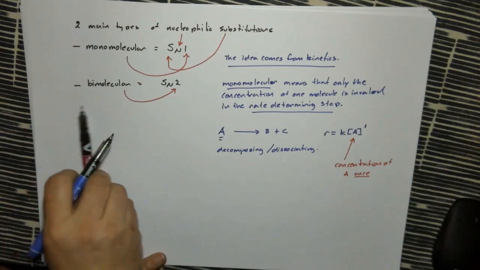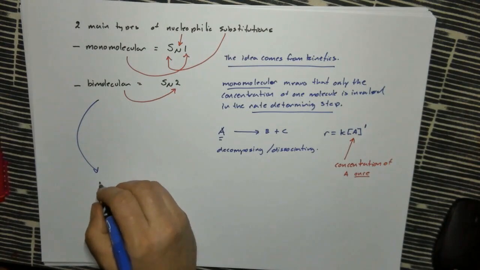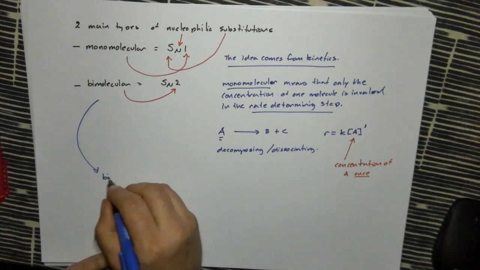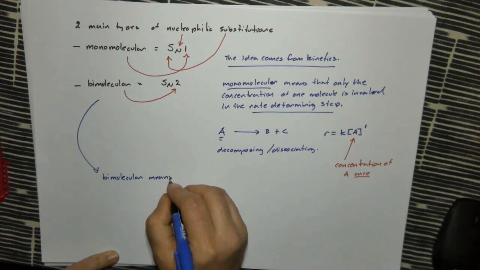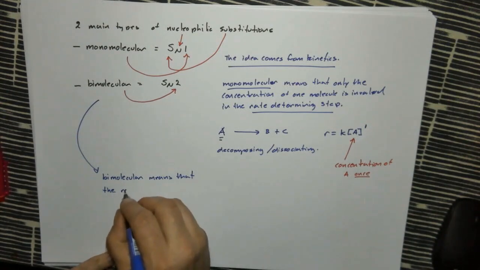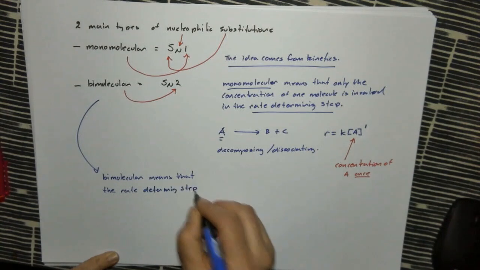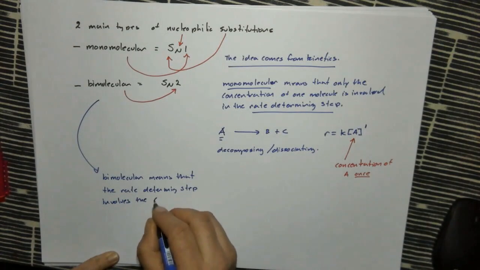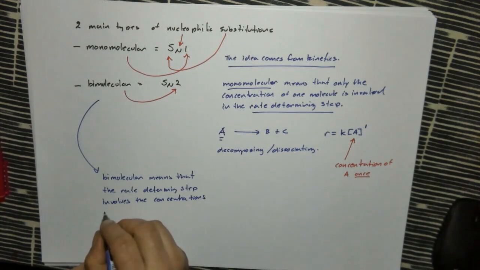So if we go back and look at the second one, the bimolecular, then if monomolecular relies only on one, a bimolecular means that the rate determining step involves the concentrations of two molecules.